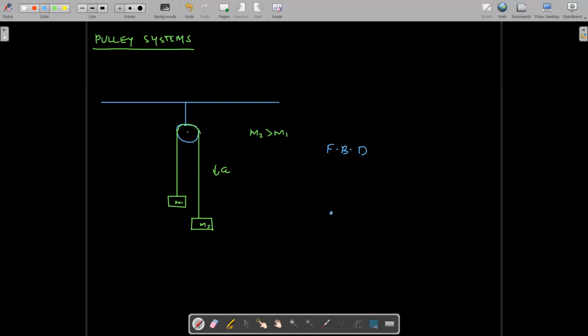Say for m1, we know that there is m1g acting downwards, and of course there will be a tension acting upwards, and there is an acceleration that is also acting upwards. So m1g acting downwards, tension T in the string, along the string away from the point of contact.